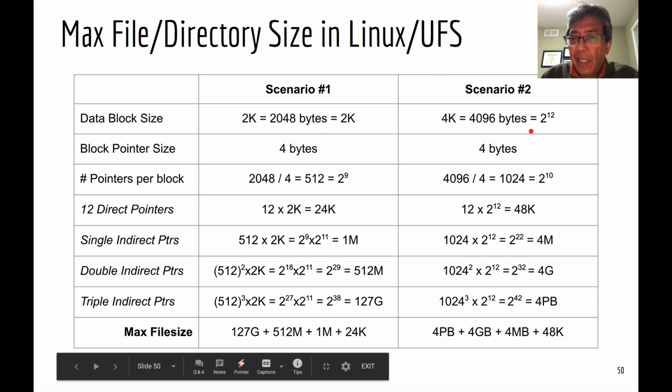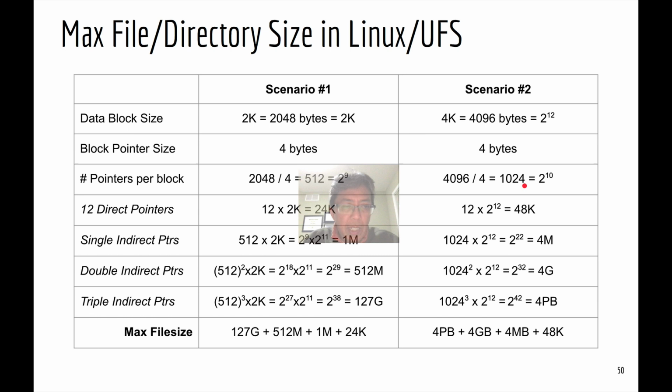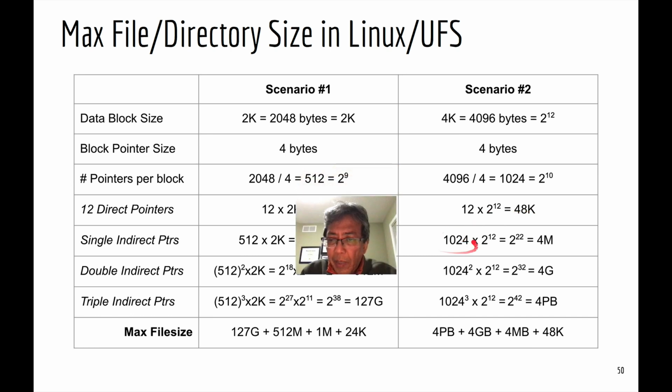Now let's look at the second example. Assuming we have a bigger data block of size 4K and we are using the same 4-byte pointers, that means each block can hold up to 1024 pointers. And from the 12 direct pointers, you will be able to allocate as much as 12 times 2 to the power of 12, and this will give you 48K. From the single indirect pointer, you will be able to allocate 1024 blocks, and the capacity of each data block is 4K. If you multiply the two numbers, then you will get 4 meg.